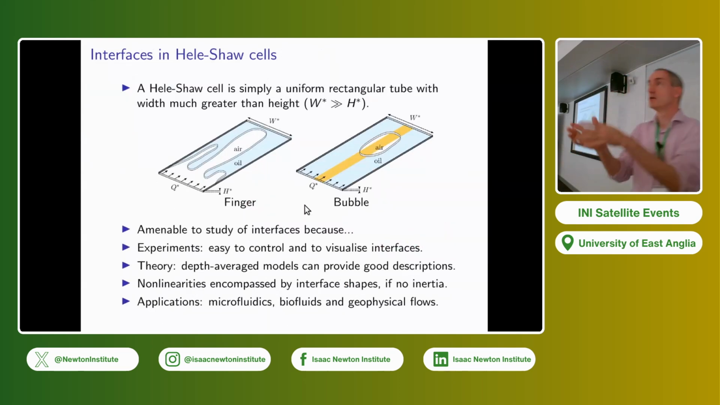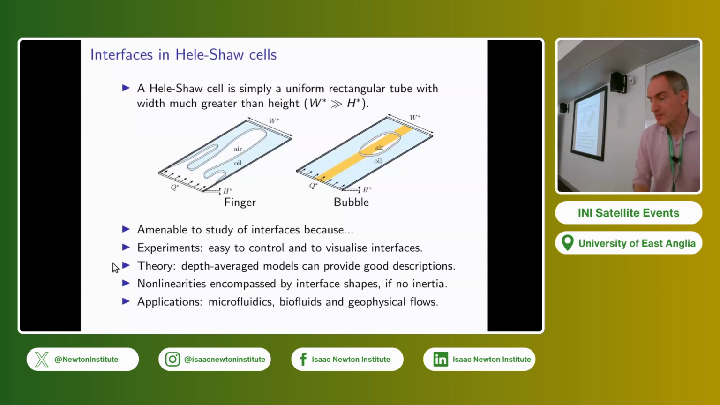Well, it's just a long tube with a rectangular cross-section that is much, much less tall than it is wide. And it's quite a useful system in which to study interfaces because you can visualize them very easily. You just look down from above and you can see the interface. And the experiments are therefore relatively easy to control and visualize.